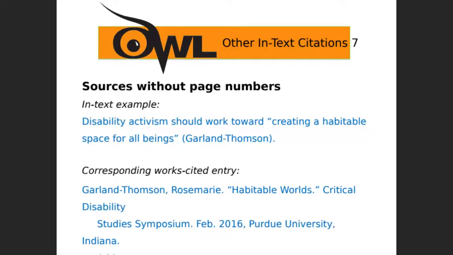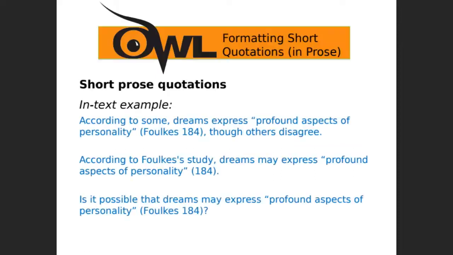So other indentations, we have here Garland Thomas. So sources without page numbers, you just put the name. Corresponding works cited, that would be the example of the actual works cited.